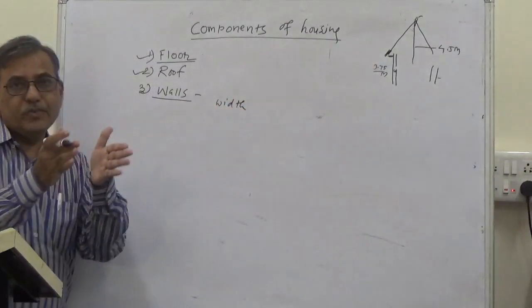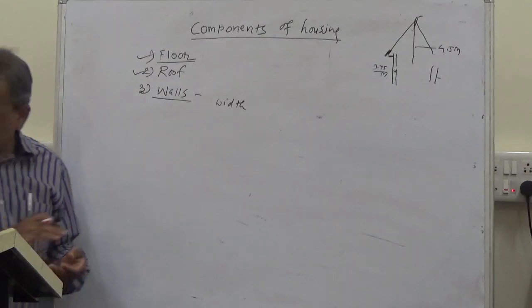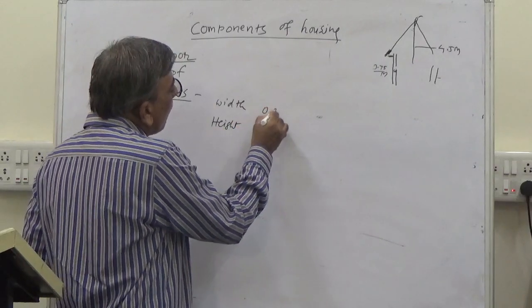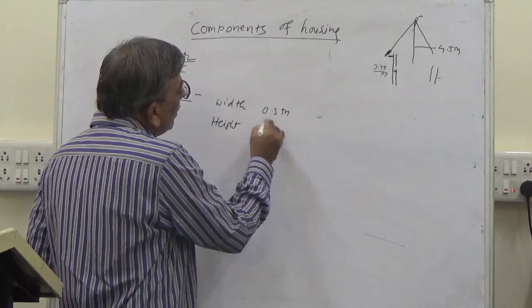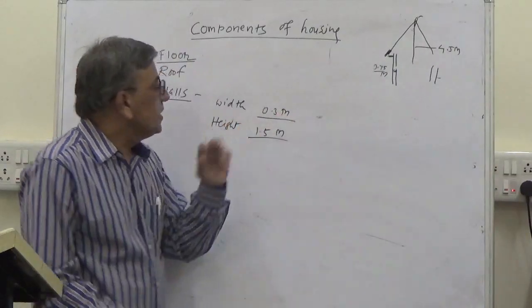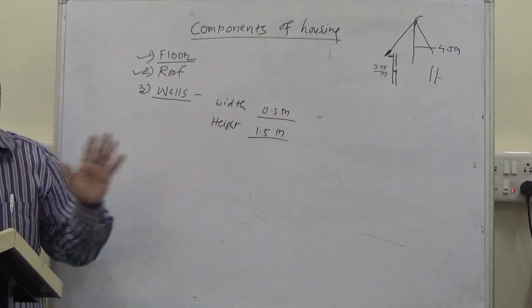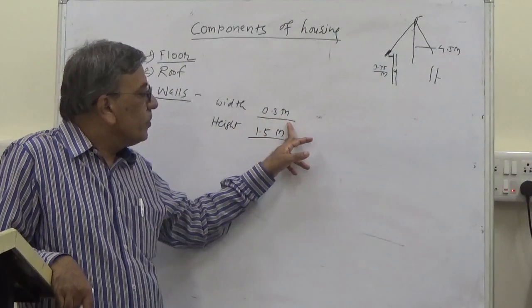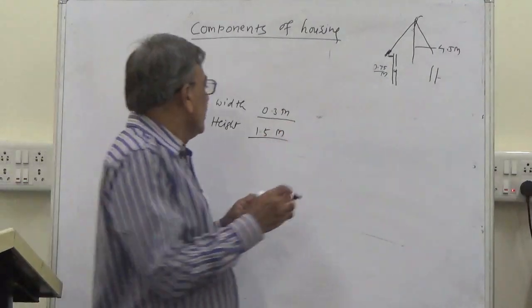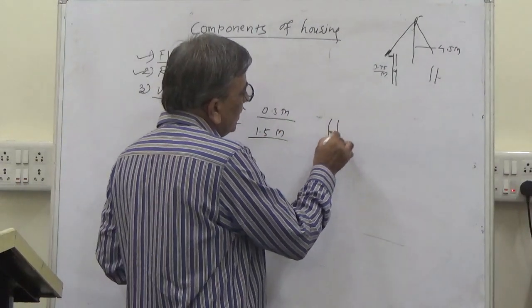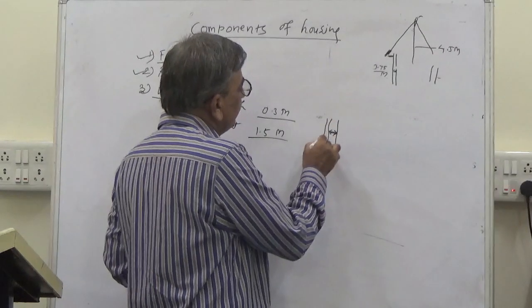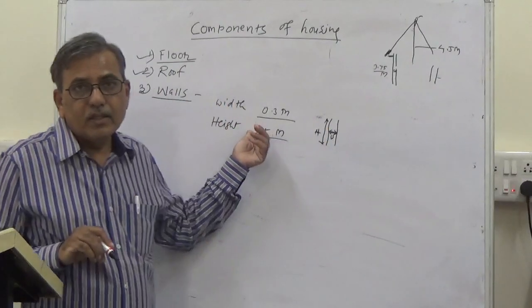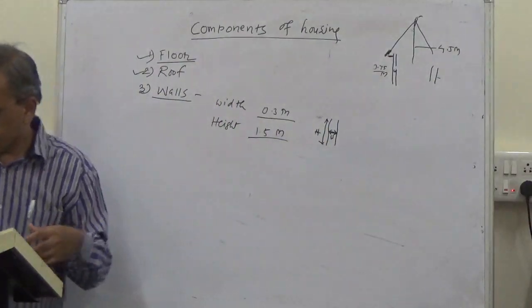The width of the wall and height should be 0.3 meters and 1.5 meters respectively. Means the width of the wall should be 0.3 meters, this is called the width, and the height should be 1.5 meters.